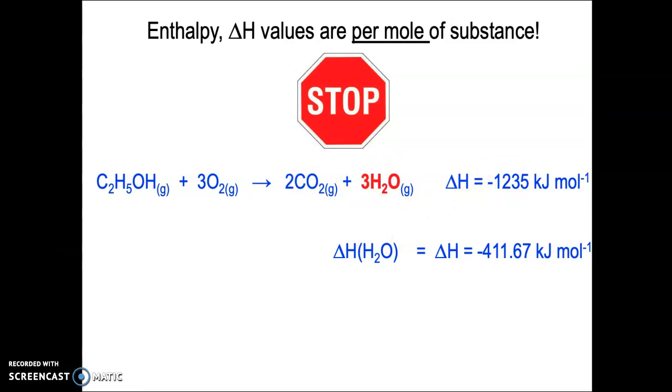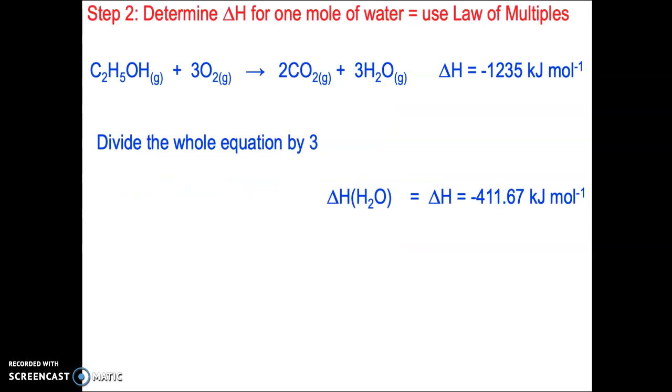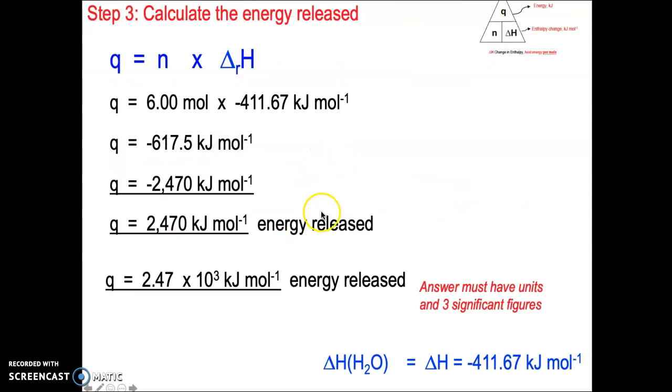It's a bit of a tricky concept to get your head around, but once you've got it, it makes a lot more sense. So we're going to be using, for the enthalpy value, this negative 411, because that's per water molecule. And you can see I divided the whole equation by 3 to get that. So that is your final step, to calculate the energy.